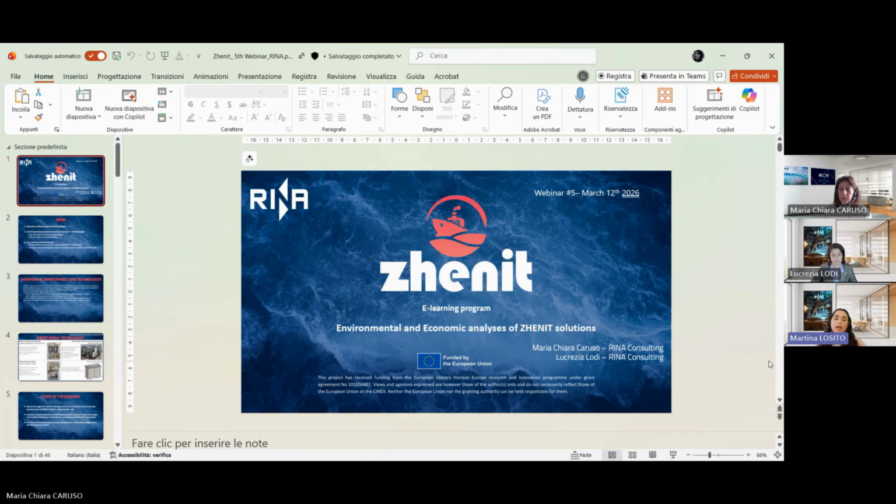The life cycle stages of a product or service can be schematized in these blocks. The first stage is the production stage, which includes sub-stages that are called modules according to this standard. So we have module A1, the raw material supply, module A2, which is the transport to the manufacturing site, and module A3, the manufacture itself.